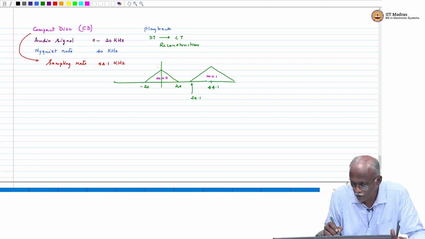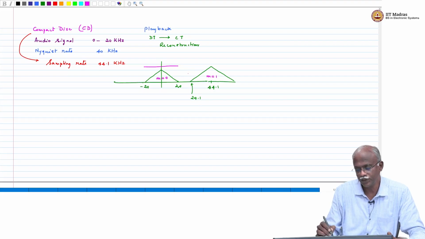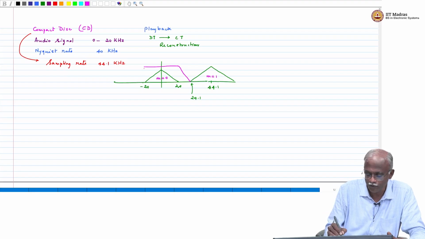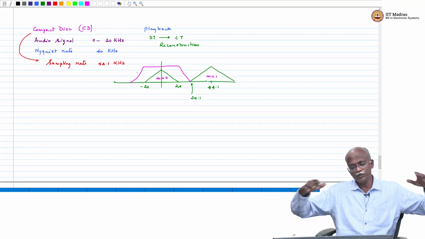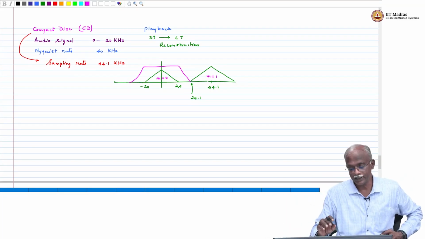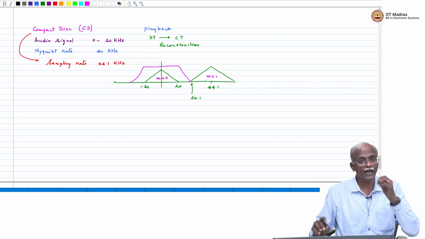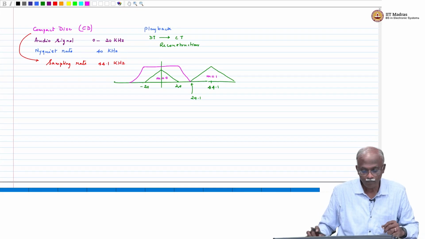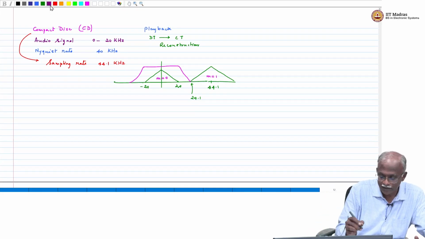So what we will do is we will use a flat response, and after that you make sure that the filter goes down so that it will remove the unwanted components in a very simple and effective manner. In fact, a CD player does something even better.